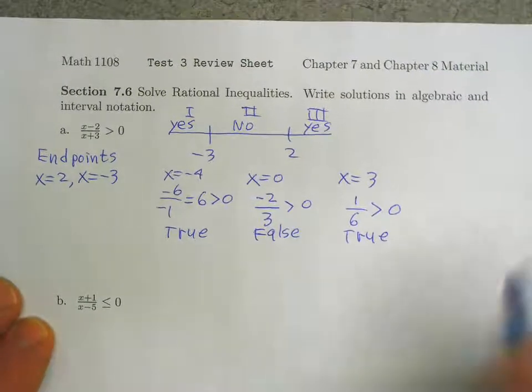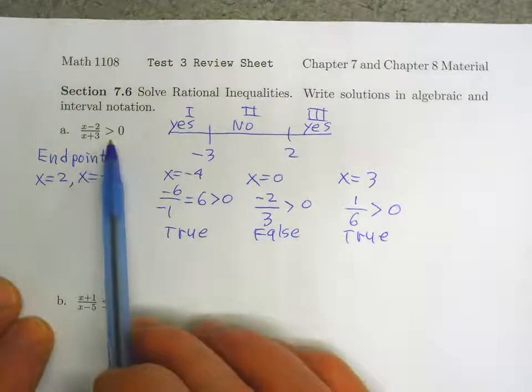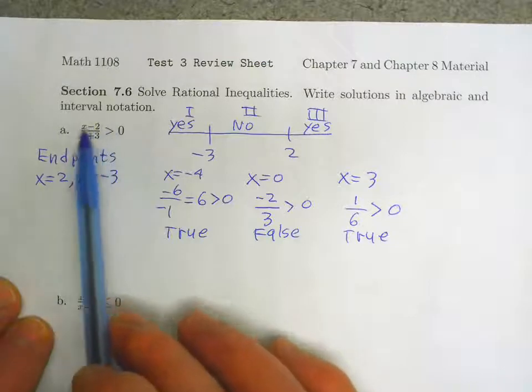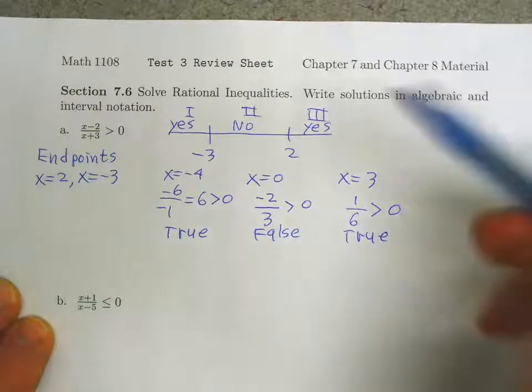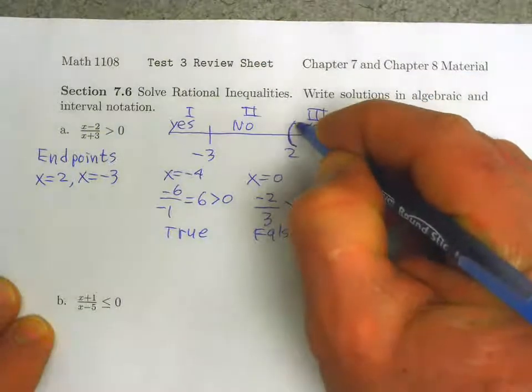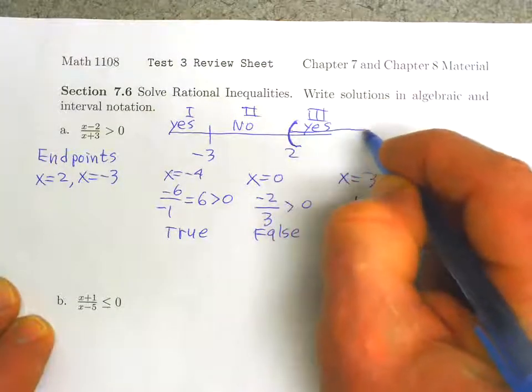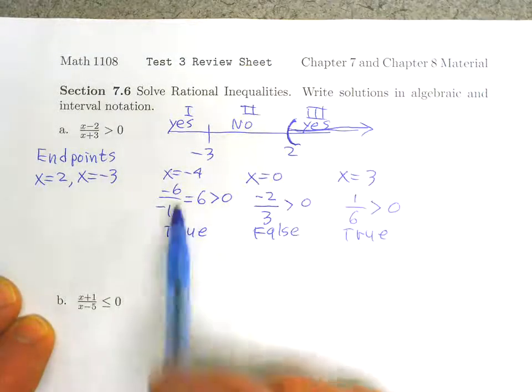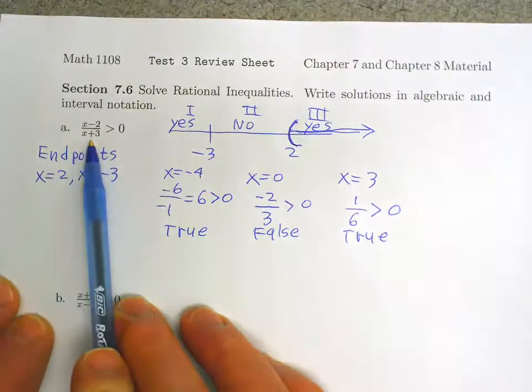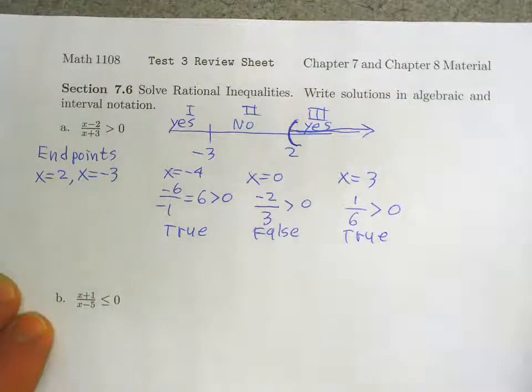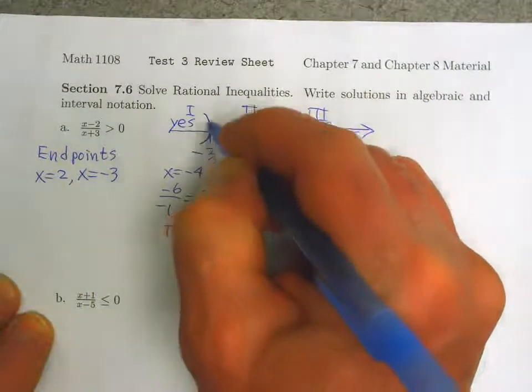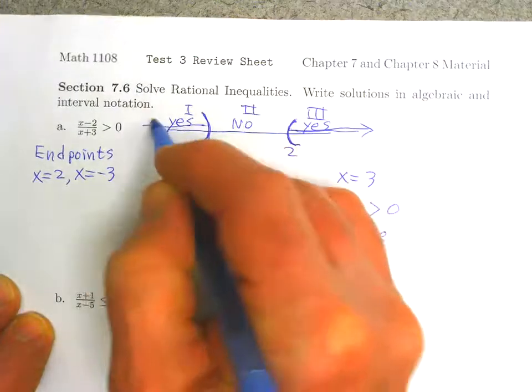And since the inequality is greater than, the endpoint from the numerator is excluded. So we put a parenthesis at 2. Endpoints that come from denominators are never part of the solution, no matter what. So we put a parenthesis at negative 3.